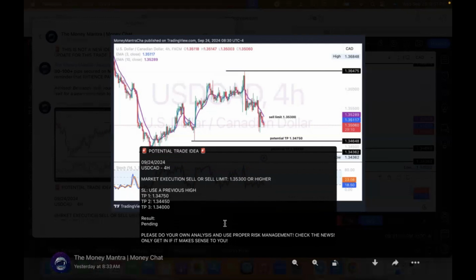on their own. Now, I did give them the option to sell at market execution or to set a sell limit, which is a type of pending order. And I gave them a few different areas or prices that they could target, just depending on how long they wanted to stay in the trade.